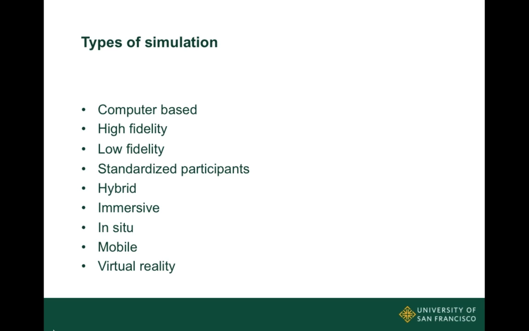Hybrid simulation really entails a combination of perhaps high fidelity or a task trainer and a standardized participant. An example would be an OB simulation where you have an actor who is acting like they're in labor, and then the birth is completed with a task trainer or a birthing prompt. With immersive simulation, we can actually immerse people in a scenario where the adrenaline goes up, it looks like a real thing, and they have to perform in a simulation.